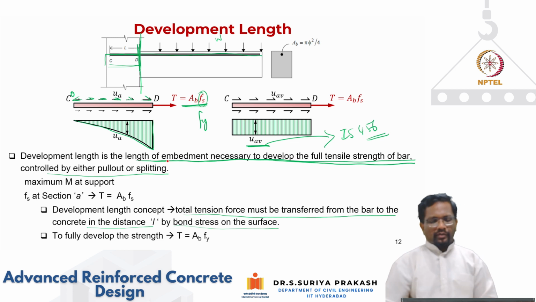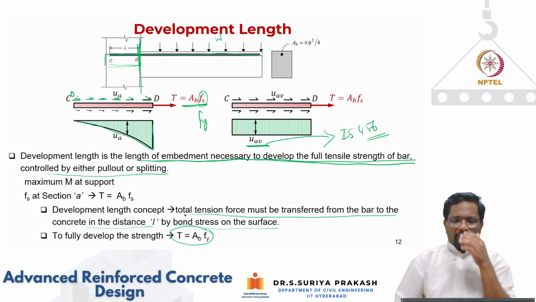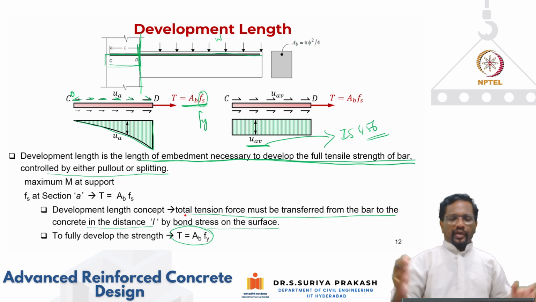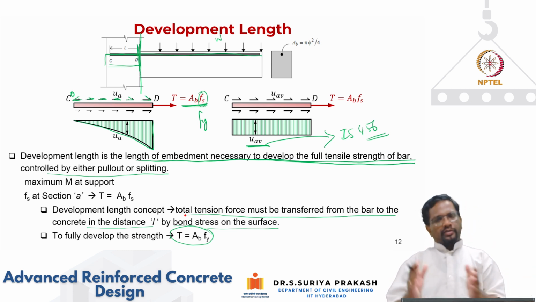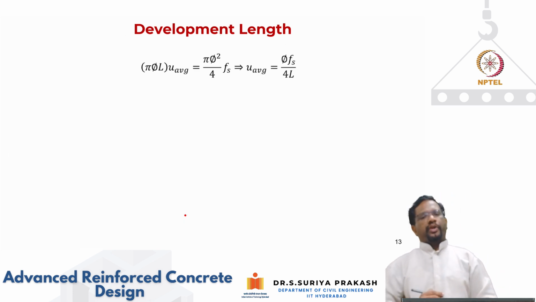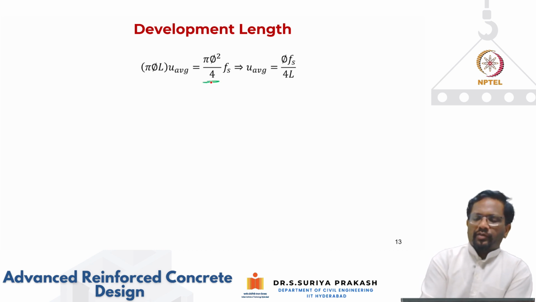Okay, so to fully develop the bar, I need to develop this tension force of area of bar multiplied by Fs, right? Bond strength usually is given in the code, and we need to embed the bar for a certain length to achieve that full stress. Okay. Now let us look at how to calculate that. What is the tension force? Area of the bar multiplied by the stress, right?